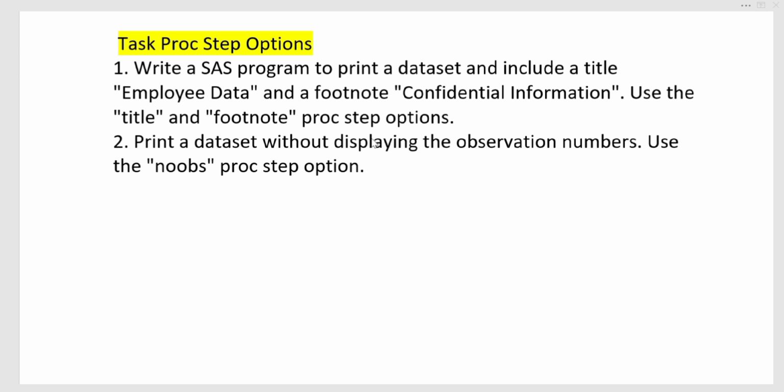Now you can see the first task is to write a SAS program to print a data set. It is not saying to read a data set. To print a data set, we need to write a SAS program and include a title, employee data, and a footnote also. It is asking for confidential information. Use the title and footnote proc step options. These are the proc step options, right? Yes. So how can we do that?